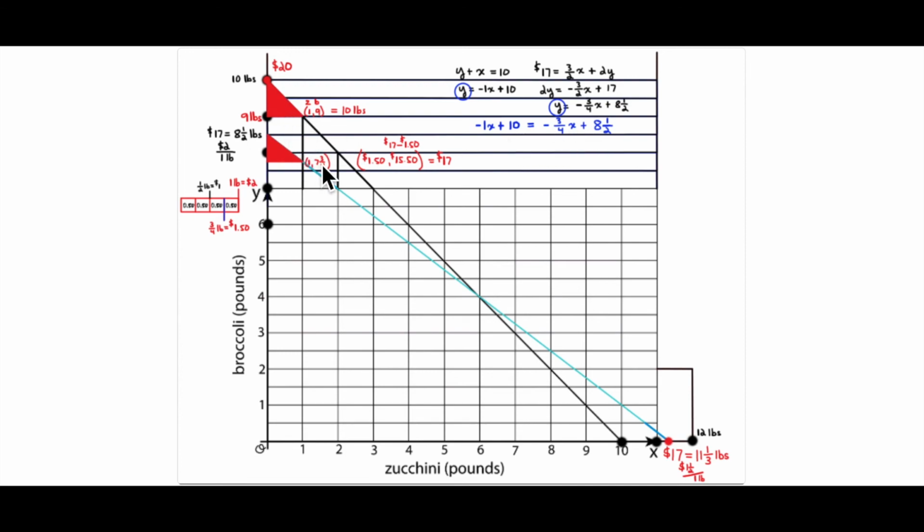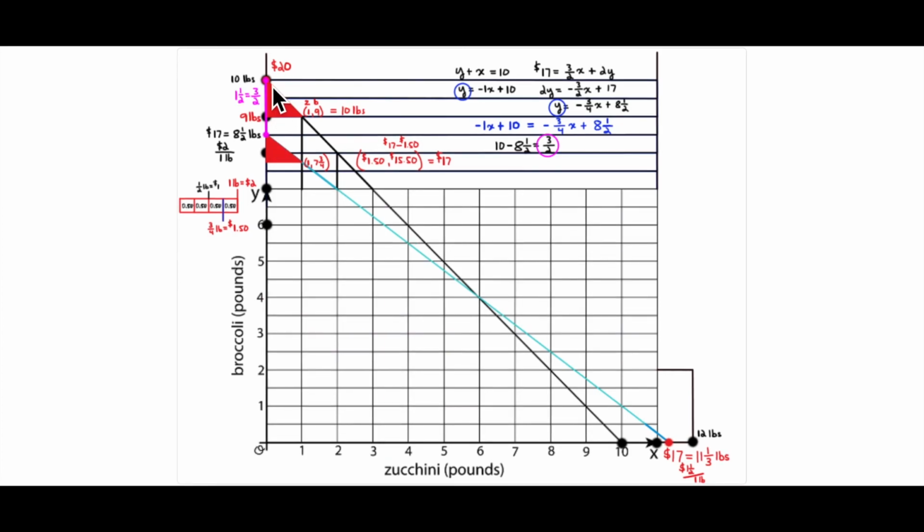Well, where does that show up on the graph? That's this difference right here. This is that 10 pounds minus this 8.5 pounds. So this length, or this amount right here, this value, is the difference between 10 and 8.5. It is 3/2, 1.5 or 3/2. So 10 minus 8.5 is 3/2.